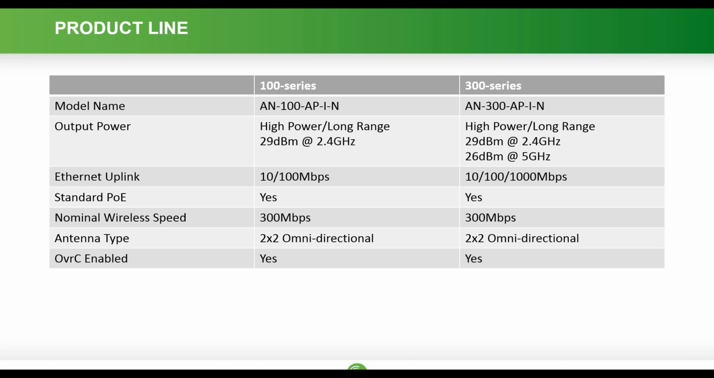Both models are standard PoE, so we are big believers in standardization. So both models can be powered by 802.3af or 802.3at products. The nominal speed on Wi-Fi, the 100 series is 300 megabits per second, and the 300 is also 300 megabits per second. They both have 2x2 omnidirectional antennas, and they're both OVRC enabled.